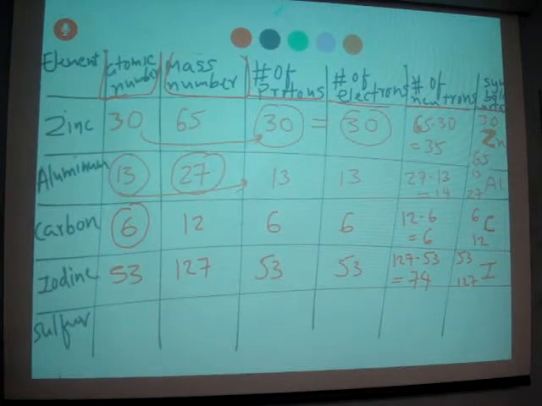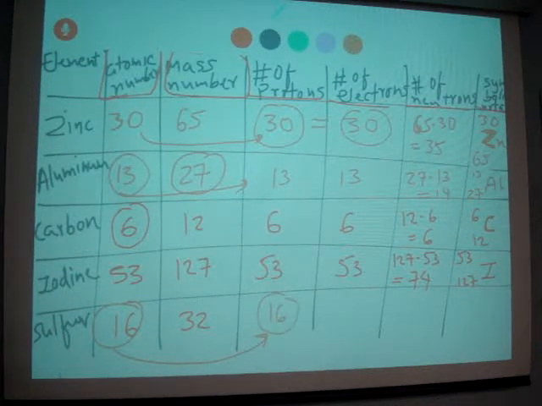Now let's look at sulfur. When you have the periodic table, sulfur has atomic number 16. The mass number is 32. Since it has 16, that gives the number of protons, which is 16, because this number tells you the number of protons in that element. Once we know the number of protons, we know that it equals the number of electrons, so that's also 16.